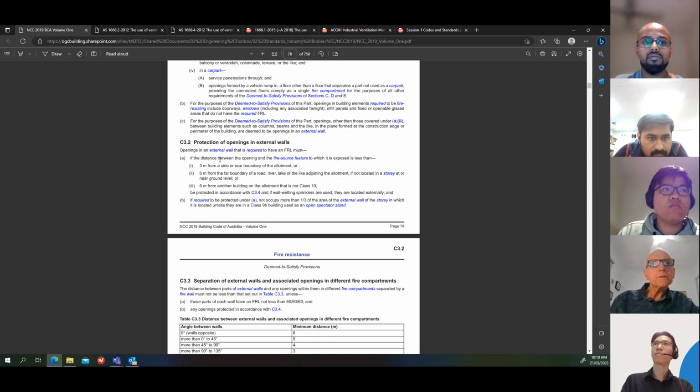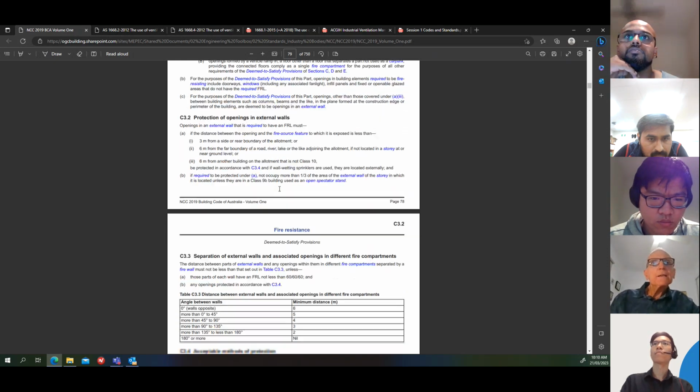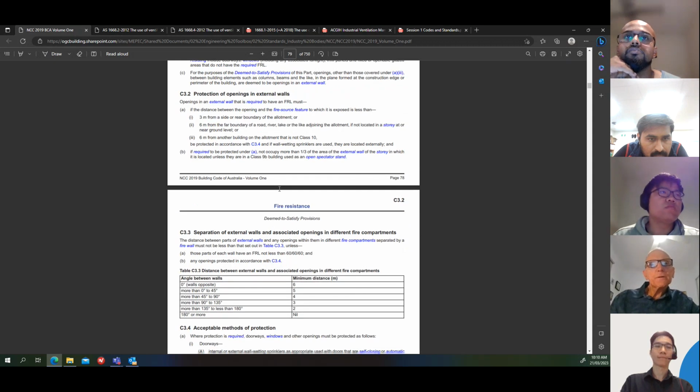So, for instance, this first one, if the distance between the opening and the fire source feature to which it is exposed is less than 3 metres from a side or rear boundary, or 6 metres from a far boundary of road, etc., then it needs to be protected with wall wetting sprinklers, etc. Just have a look through.